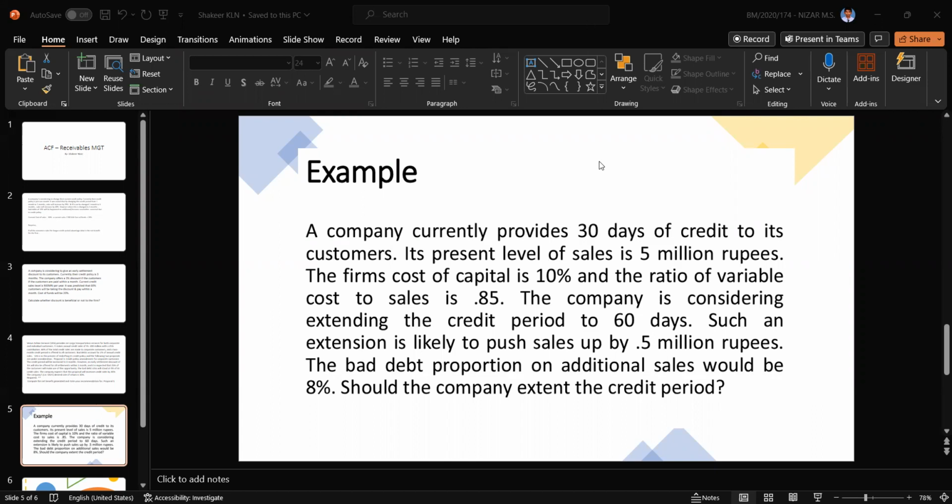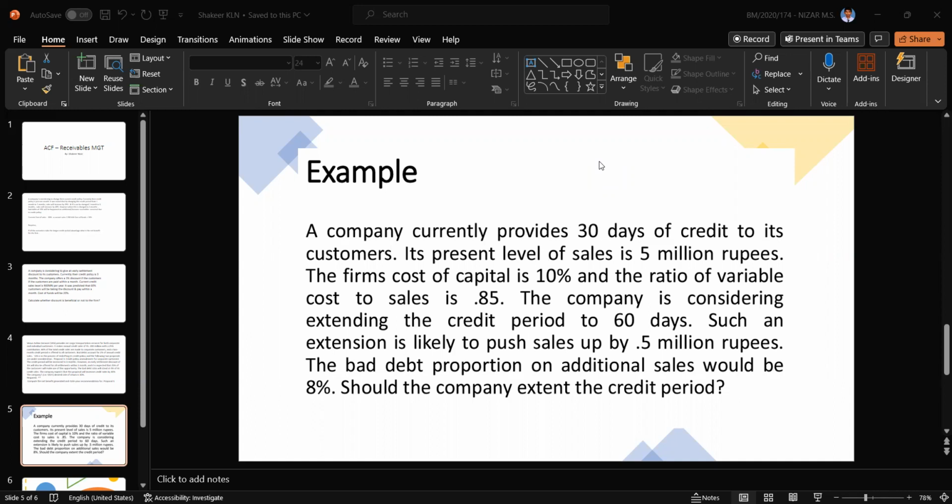As a first example, the company currently provides a 30-day credit period for its customers. The present level of sales is 5 million, the cost of capital is 10%, and the ratio of variable cost is 0.85. It implies that 85% is the variable cost, so the remaining 15% goes to the contribution.